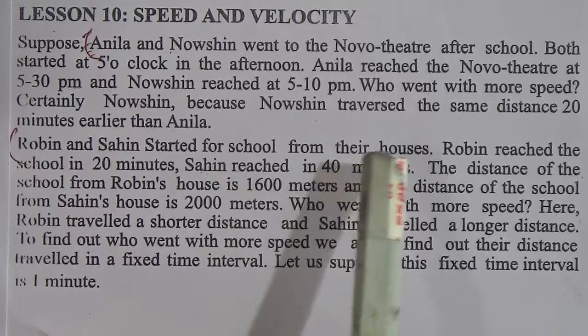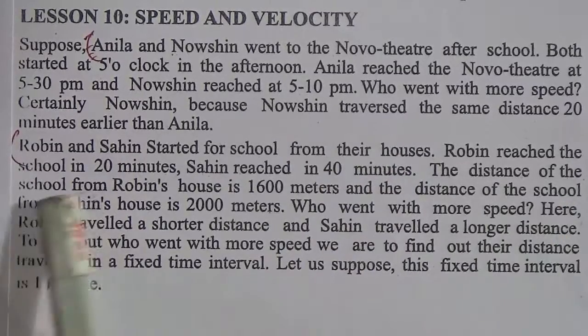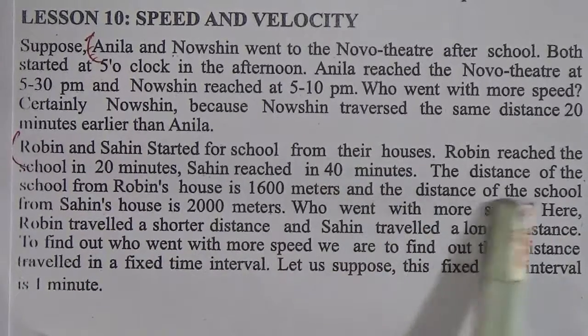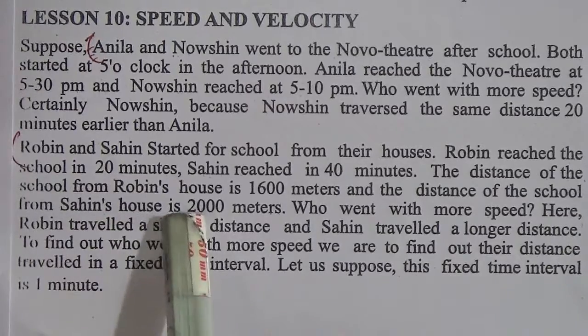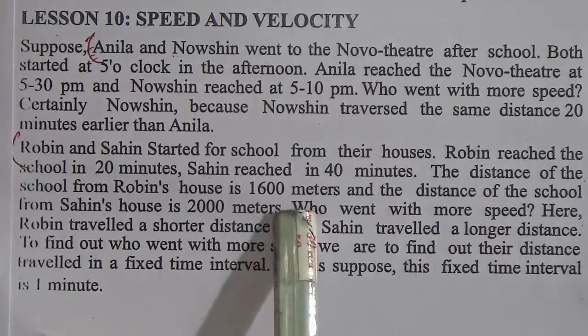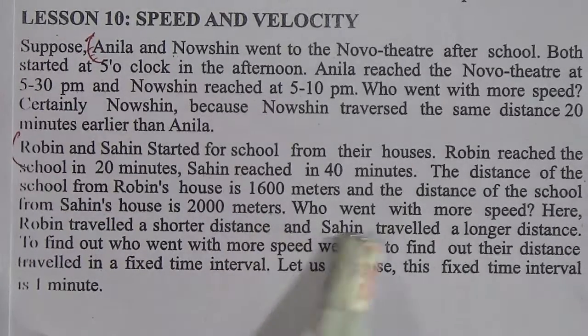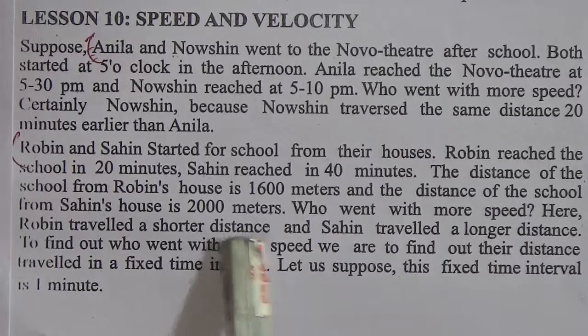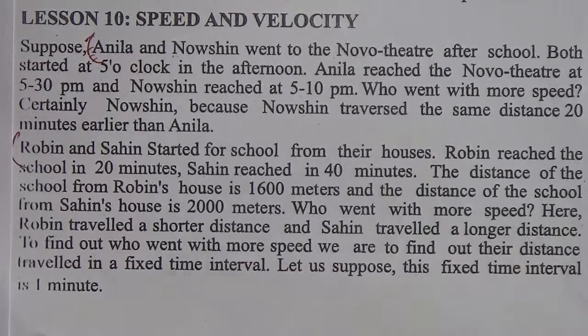Shaheen reached in 40 minutes. The distance of the school from Robin's house is 1600 meter and the distance of the school from Shaheen's house is 2000 meter. Who went with more speed? Here, Robin travelled a shorter distance and Shaheen travelled a longer distance.